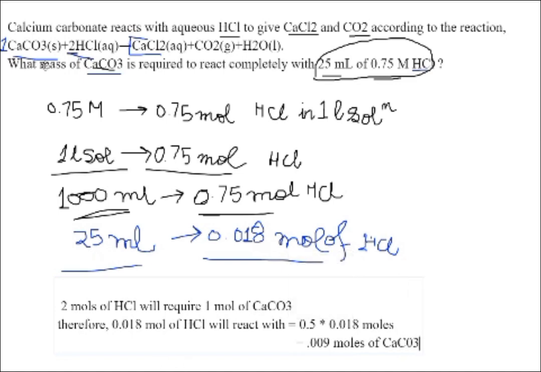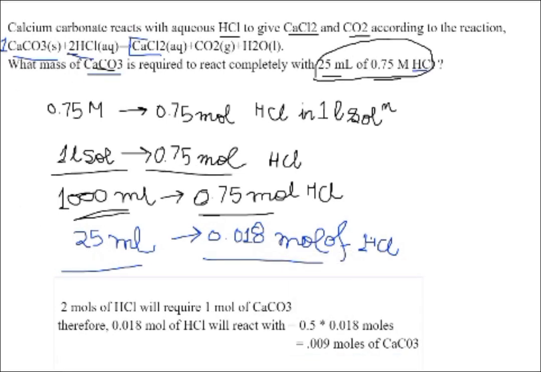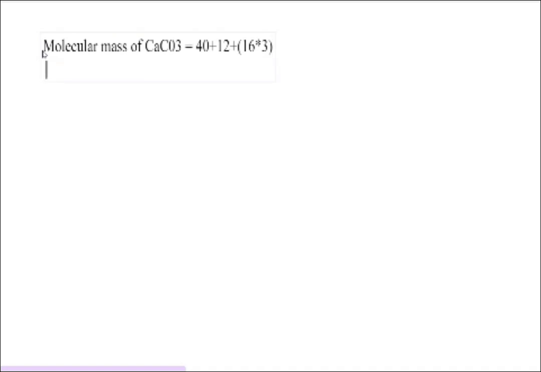Now the next step is you have to find the mass of calcium carbonate. So since you have been asked to find the mass and not the number of moles, the molecular mass of calcium carbonate is 40 plus 12 plus 16 into 3. So if you find the mass out, it will come out to be 52 plus 48, which is going to be 100 gram.